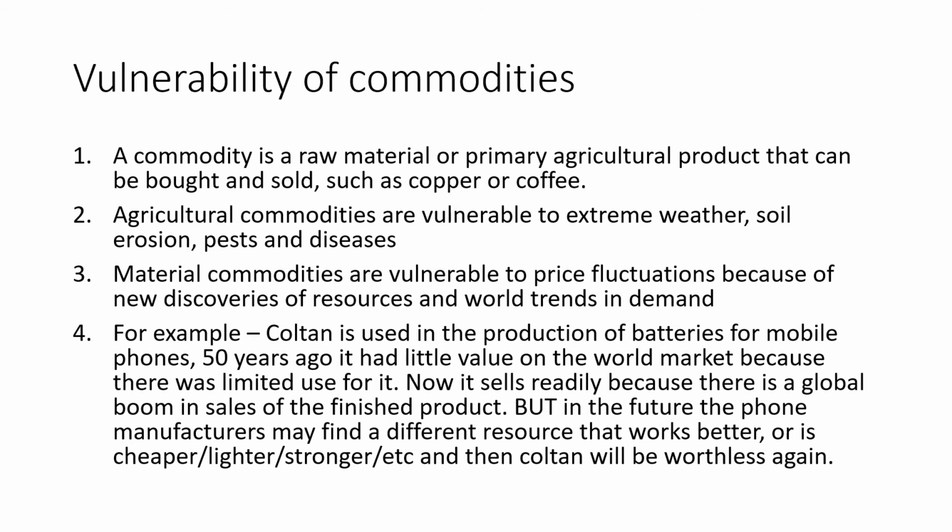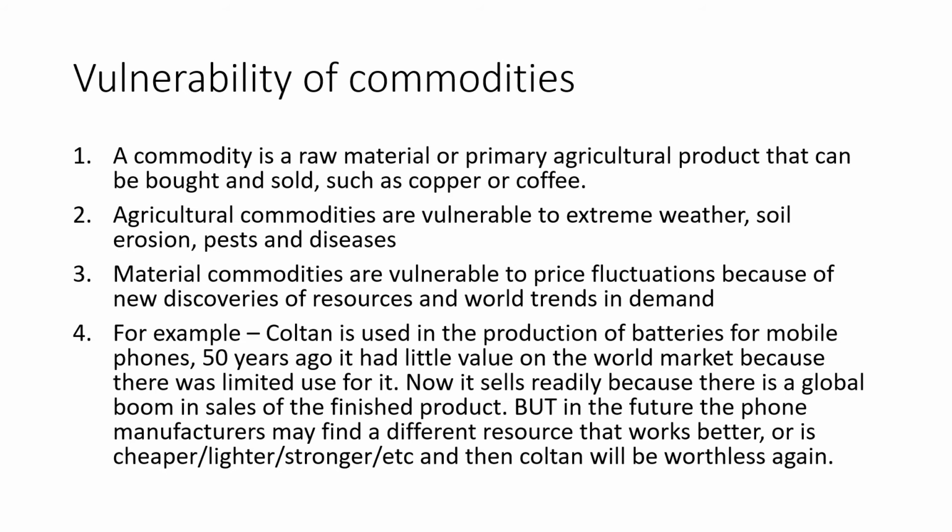So I'm going to give you an example of coltan. Coltan is used in the production of batteries for mobile phones. Fifty years ago, before phones were really a thing, it had very little value on the world market because there was no real use for it. But now it sells readily because there's a global demand for it. There's a global boom in sales of mobile phones. But in the future, the phone manufacturers might find a different resource that works even better than coltan. Or they might find another resource which is cheaper, makes your phone lighter, or is stronger, or better, longer lasting than coltan.